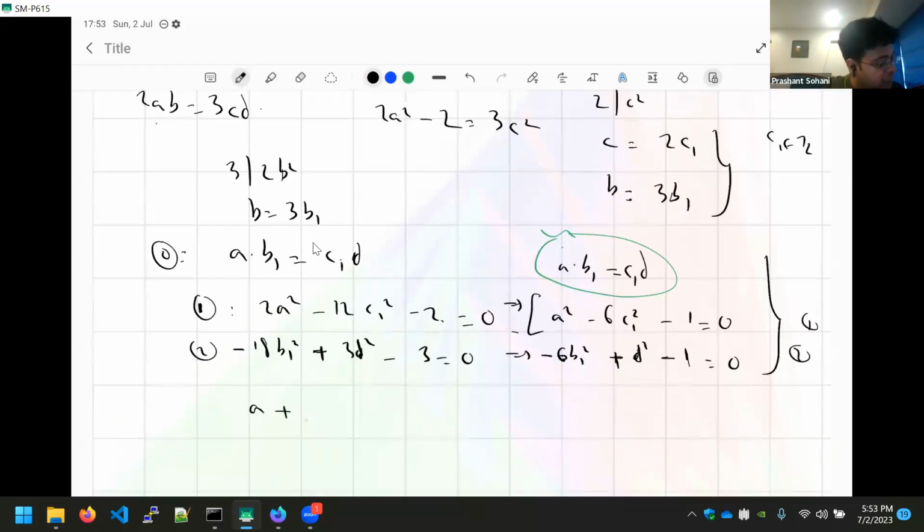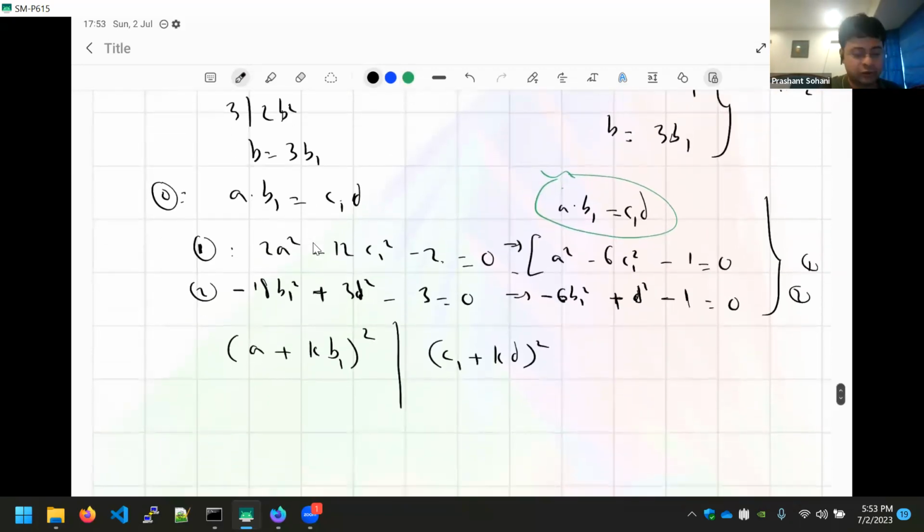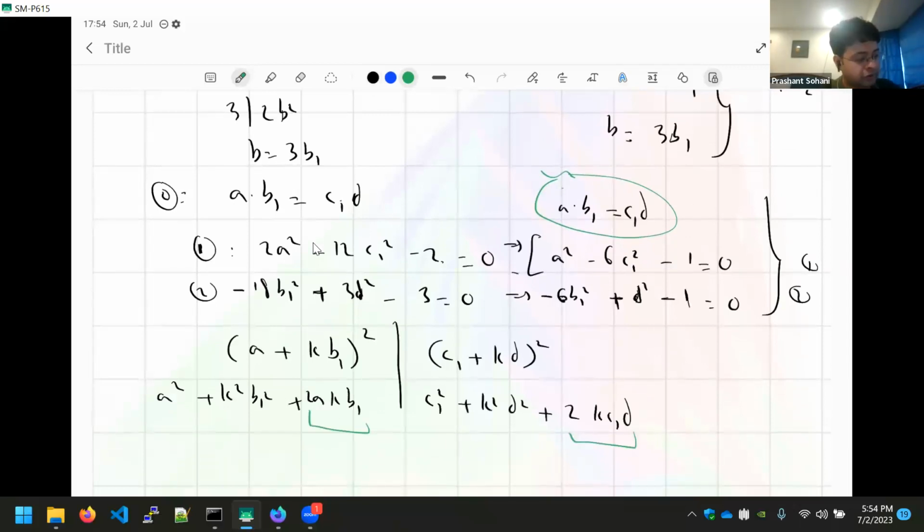So you see, actually I can consider a plus any constant k times b1 square, and same k over here also. So if I expand, I'm not equating these two, but if I just expand this individually, on the LHS, I'll get a square plus k square b1 square plus 2ak b1. And here I'll get c1 square plus k square d square plus 2k c1 d. So do you see that these middle terms are going to be equal because of this given information? Because a b1 and c1 d are equal. So how can we leverage this in some intelligent way? Sir, if we subtract equation 2 from 1.